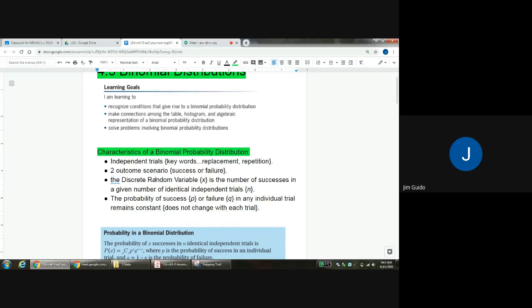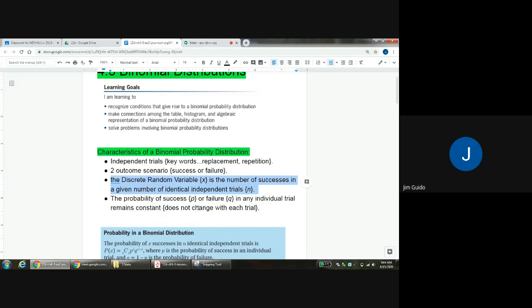Therefore, the discrete random variable x is the number of successes. So, random variable x is the number of successes in a given number of identical independent trials, variable n. And finally, the probability of success, lowercase p, or the probability of failure, lowercase q, in any individual trial remains constant. It does not change with each trial.